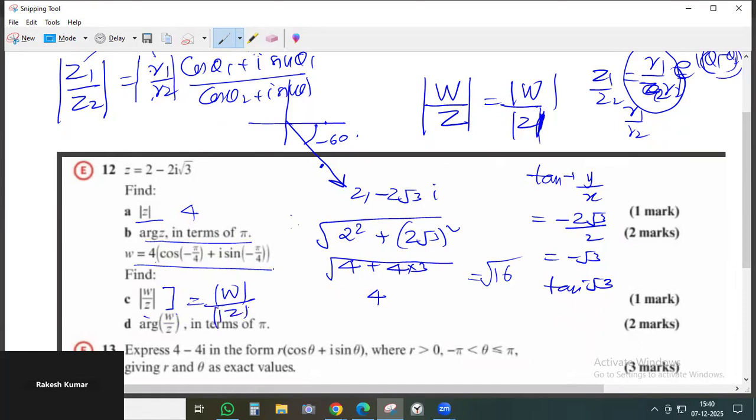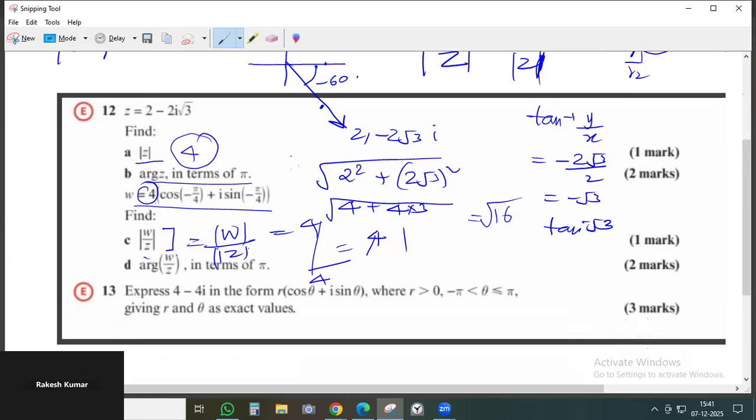So now the modulus of this over. So what's the modulus of this? Modulus of this is 4. And what was the modulus of z? That was 4. This was also 4. So it's 1. The answer is 1.